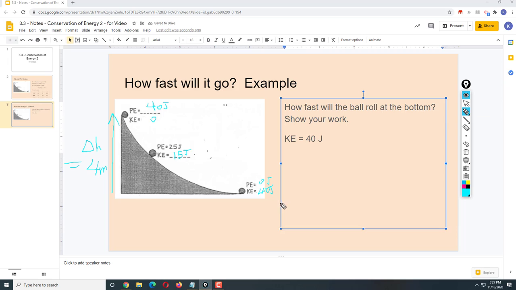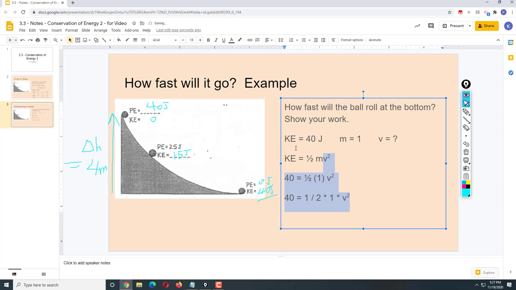Kinetic is 40 joules. We know kinetic energy is 1/2 mv squared. The mass is, we're told, 1. We want to know the velocity. So 40 equals 1/2 times 1 times velocity squared. 40 equals 1 divided by 2 times 1 times velocity squared.